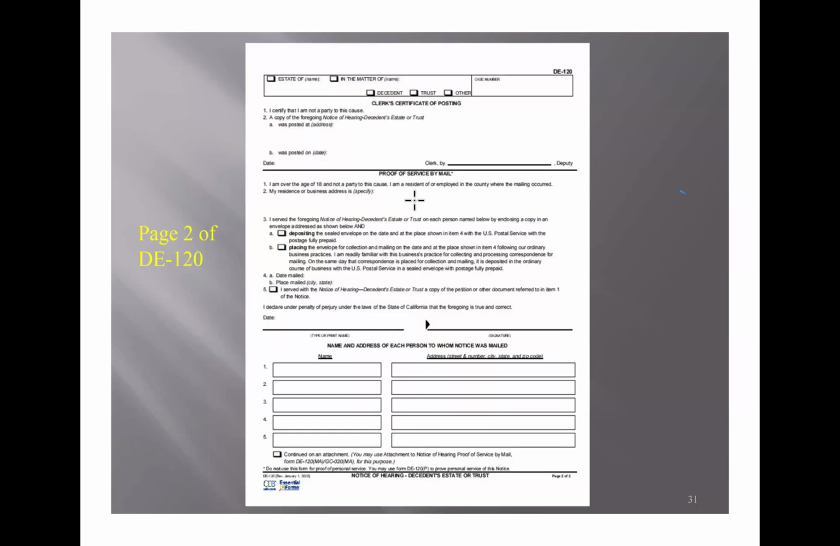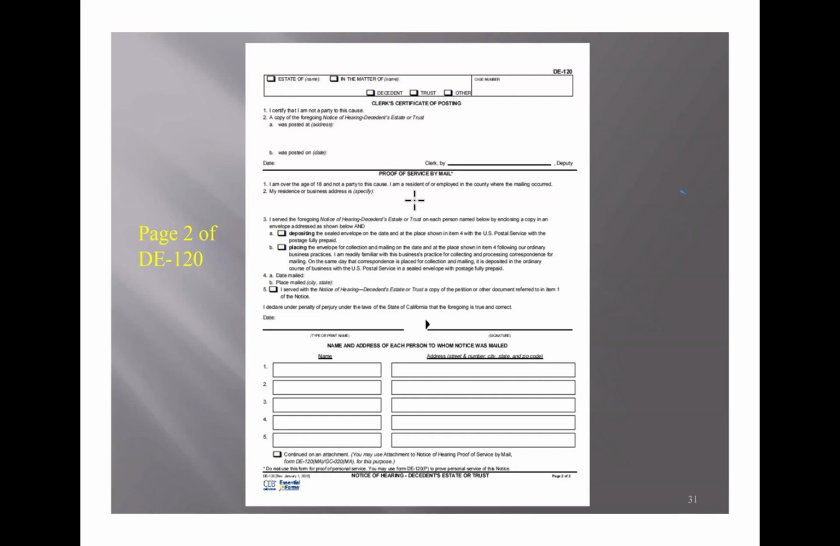name, they give their address, and they explain how they mailed it. Either depositing it in a sealed envelope with prepaid postage with the postal service, or placing it for collection, like at your business, where you have a place you can put it where it will be taken out for mail. You have to fill in the date mailed and then the place where it was mailed.